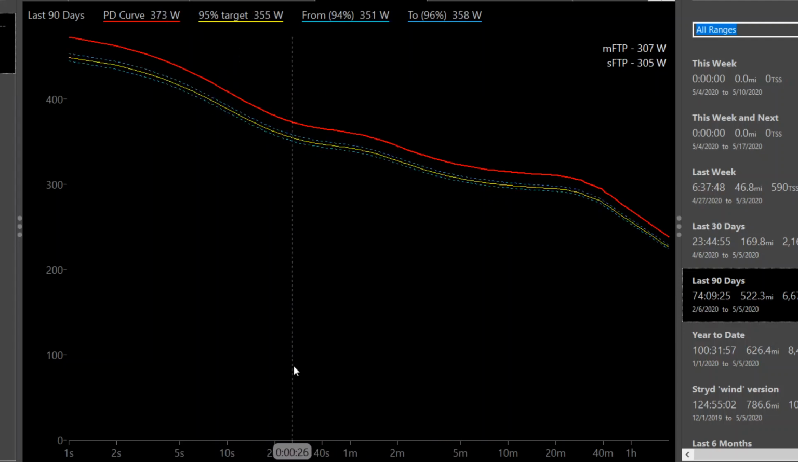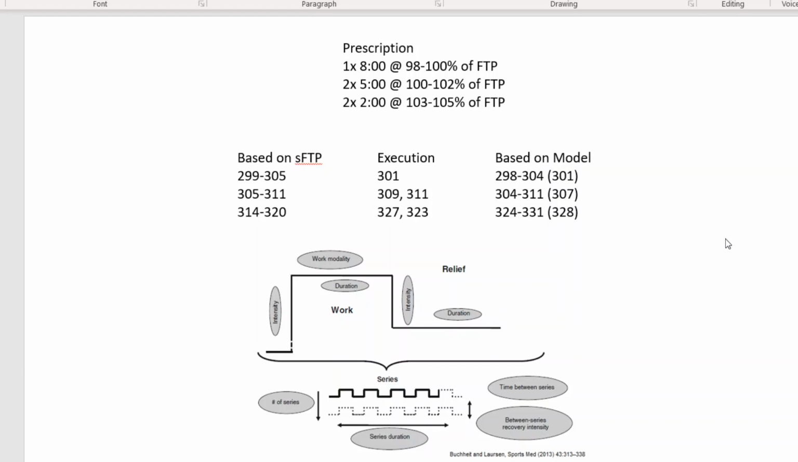So I'm going to go to the extreme here. Let's say we're doing 30-second intervals. The curve, the model, says 370 is the max. We're taking 95% of that, so 352 watts for a 30-second interval with a range of 348 to 355. So that's how it's used.